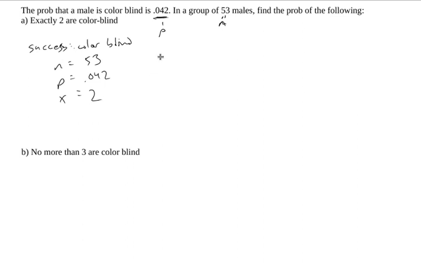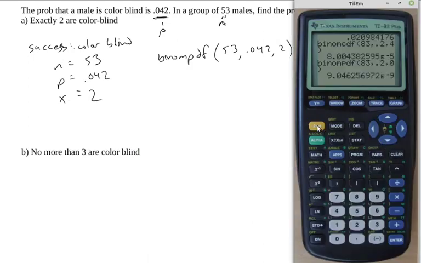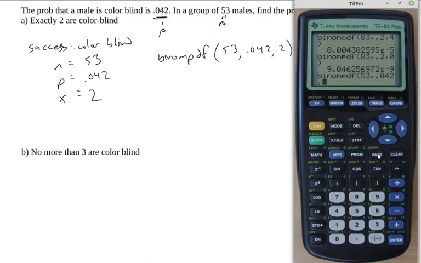Alright, so we end up with binomial. This is the probability that exactly 2 are colorblind, so this is going to be binomial PDF. 53, 0.042, 2, close up my parentheses and hit enter, giving us a probability of 0.2725.